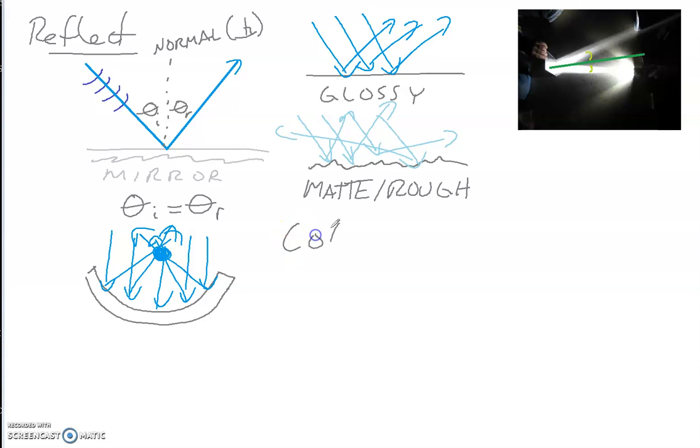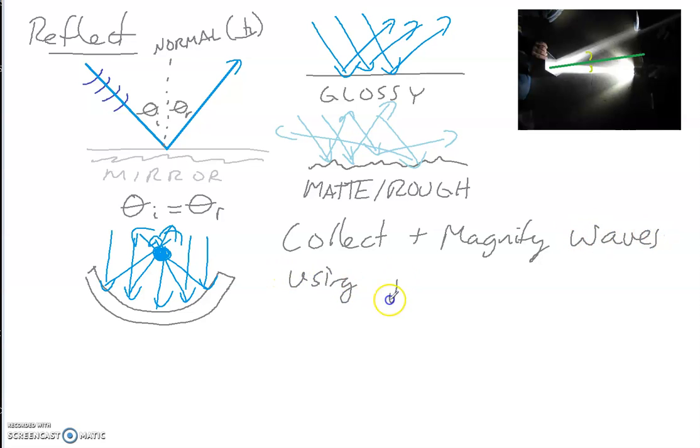Okay, so you can actually collect and magnify waves using parabolic shapes. And that's how it works. So you can get glossy finish, you can get matte finish, you can magnify, you can do lots of different things with it. You can spread waves out, you can focus them, you can do lots of different things.